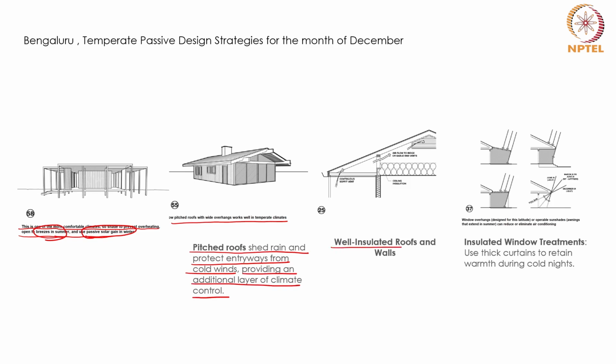Well insulated roofs and walls is a good strategy. So, insulate your roof and your walls also. Window overhangs designed for this latitude or operable sunshades like awnings that extend in summer can reduce or eliminate air conditioning because it insulates the window. So, sometimes you can even use thick curtains to retain warmth during cold nights.